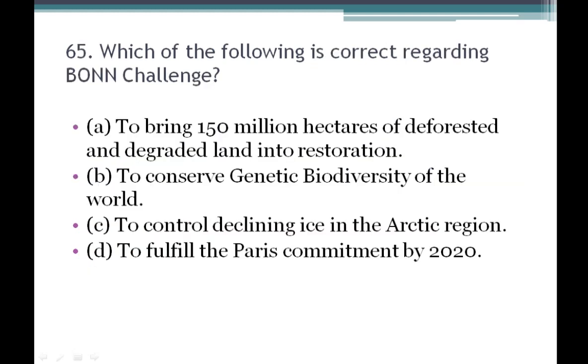Question number 65. Which of the following is correct regarding Bonn Challenge? Option A. To bring 150 million hectares of deforested and degraded land into restoration. Option B. To conserve genetic biodiversity of the world. Option C. To control declining ice in the Arctic region. Or option D. To fulfill the Paris commitment by 2020. The correct answer is option A.